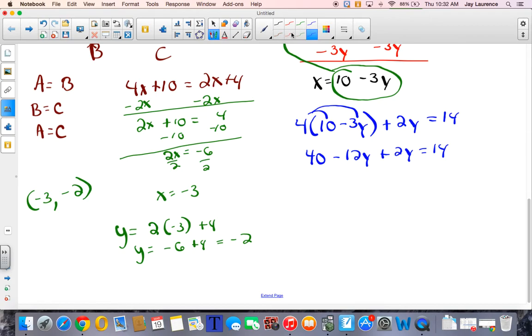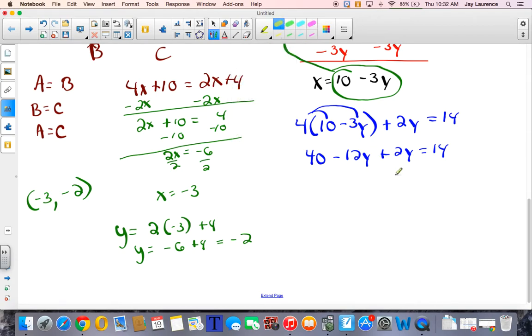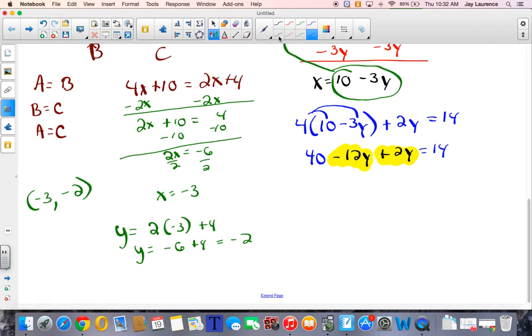Now, some of you are going to start adding, and you're going to drive me crazy. Look, this says negative 12y plus 2y. They're like terms. You don't add, you don't subtract. You combine like terms. So I'm going to have 40 minus 10y. That's going to equal 14.